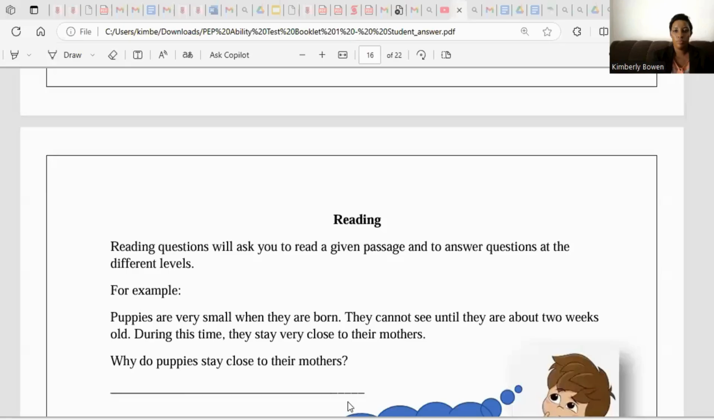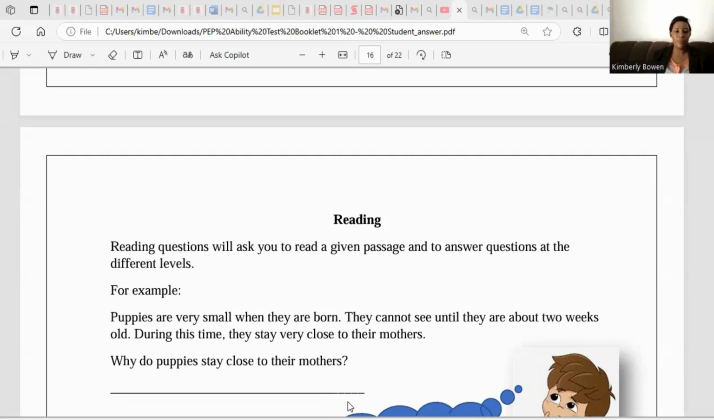In today's video, we're going to be looking at verbal reasoning type questions that will come on the 2025 Ability Test examination. So let me share the worksheet that we're going to be using today. All right, for today's session, we're looking at reading questions. With reading questions, you'll be asked to read a given passage and to answer questions at different levels.